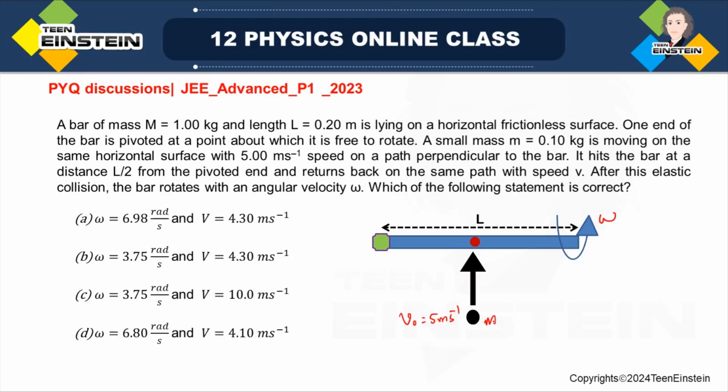So the question says the small mass hits this perpendicular to this bar, elastically hits this and returns back with the speed v but through the same path. After this elastic collision, the bar rotates with an angular velocity omega. Which of the following statements is correct in this situation?